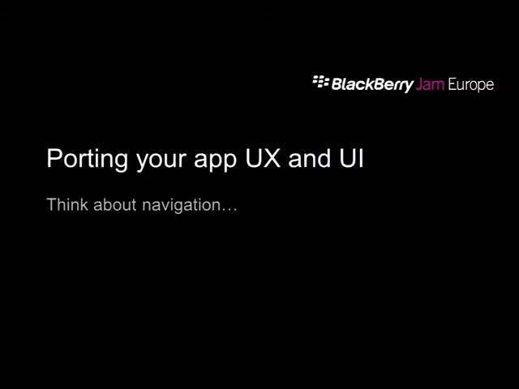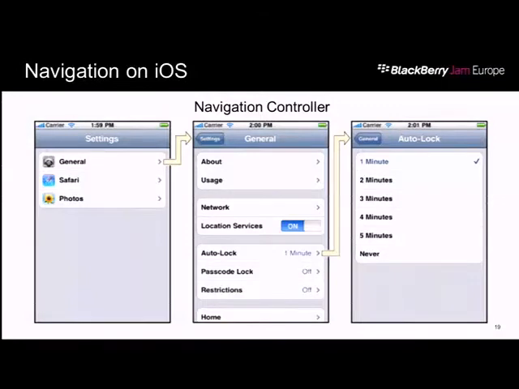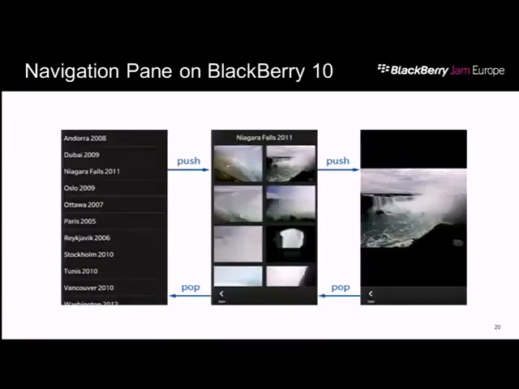Let's look at navigation, where you actually see a lot of similarities. And so you've seen Simon show Xcode and a lot of applications that you build, and when you start from scratch, you'll use the navigation controller, which is very easy. You could just drop it in Xcode, and you can start building your UI that way. Now, on BlackBerry 10, we have a navigation pane. So it's a very similar concept, and you'll find a lot of similarity there.